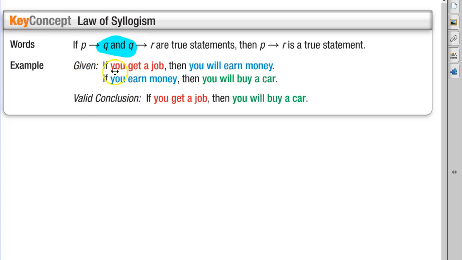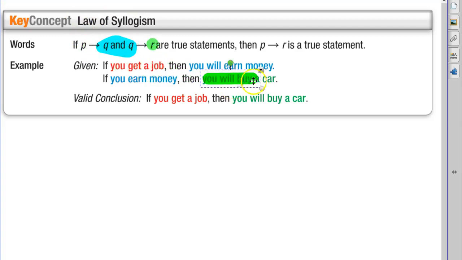So for example, if you get a job, then you'll earn money. Well, this is your P, this is your Q. If you earn money, then you'll buy a car. This is your Q, this is your R. Okay, so I'll do this with color so they kind of stand out. Let's put the P in green. Wait a second, what am I doing here? I already have green. Mr. Moyer, let's do R's green since that's already green there.